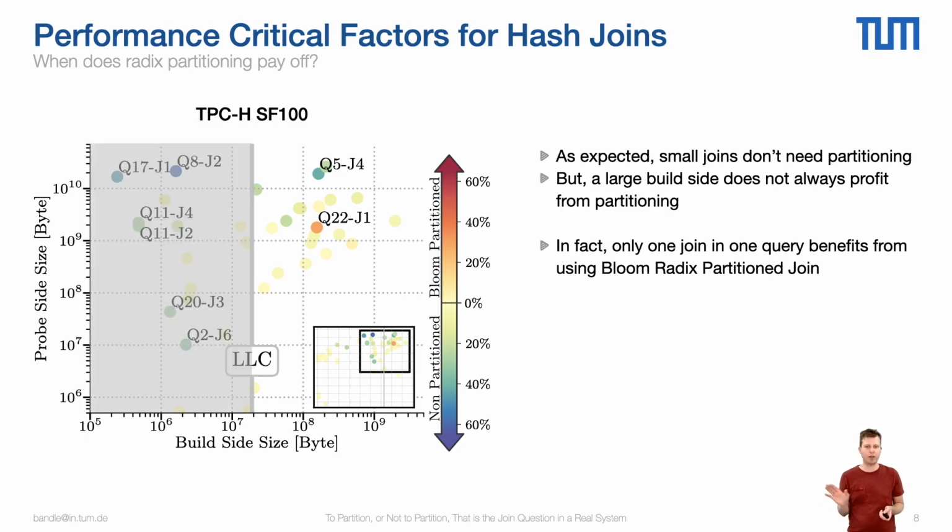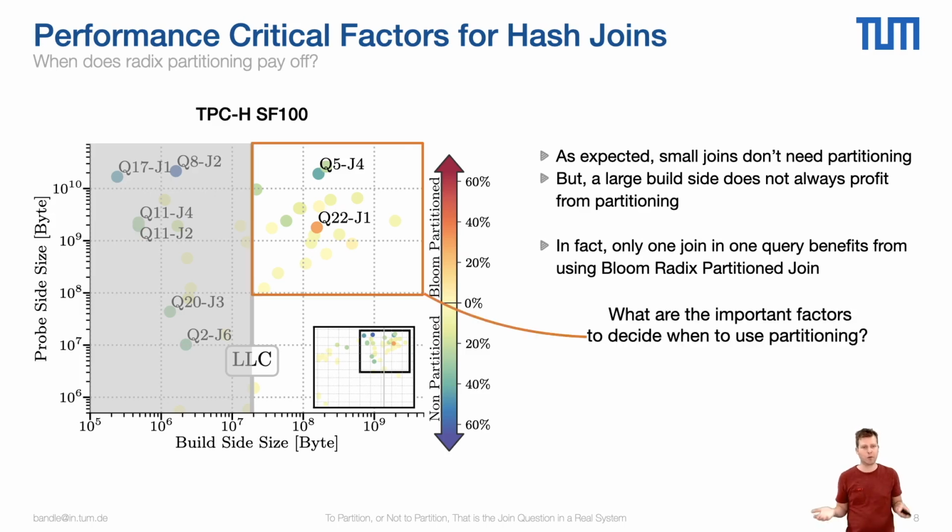So we can rule out the joins where the build side is smaller than the processor's caches. However, on the other hand, it doesn't mean that if our build side is larger than the processor caches, we immediately profit from partitioning. So there have to be a lot more factors. And in fact, there's only one join that clearly benefits from using a Bloom radix partition join and gets a 30% speed up, while the other joins are at the same speed or most of them are getting slower. So we're really having to look at the important factors here to decide when to use partitioning and when not.